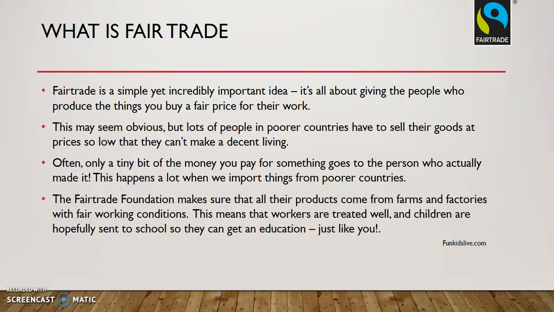The Fair Trade Foundation makes sure that all of their products come from farms and factories with fair working conditions for the workers within them. This means that the workers are treated well and their children are hopefully sent to school so they can get an education, just like you.